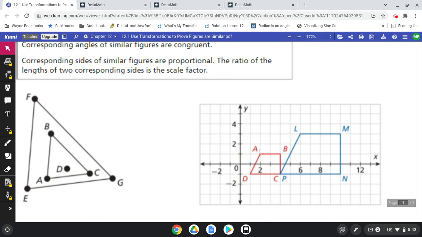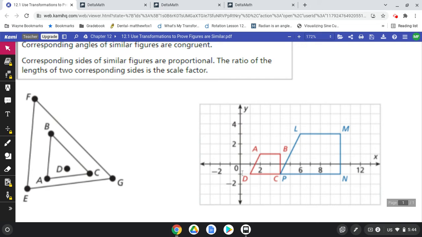So if we look here, AB, from A to B, I would count 1, 2. Meanwhile, from L to M, 1, 2, 3, 4. So you see how it is twice as big? To get from shape ABCD to LMNP is a scale factor of 2. Let's check if that remains consistent throughout. So here, BC is down 1, 2. MN is down 1, 2, 3, 4. So once again, it's a scale factor of 2. DC is 1, 2, 3. PN is 1, 2, 3, 4, 5, 6.